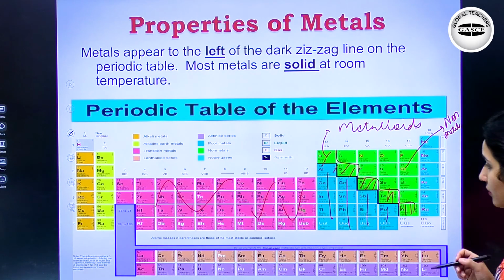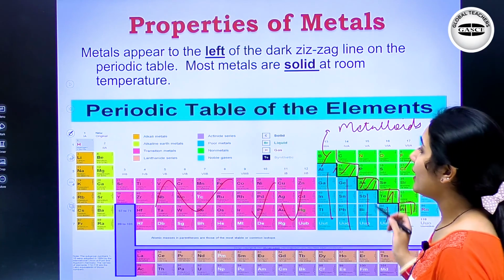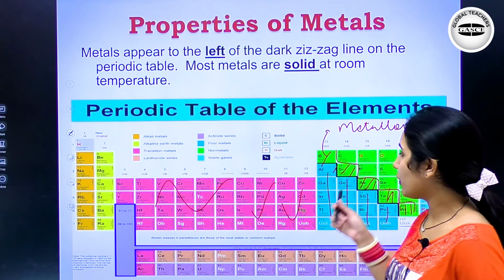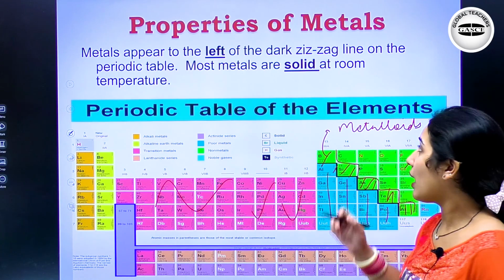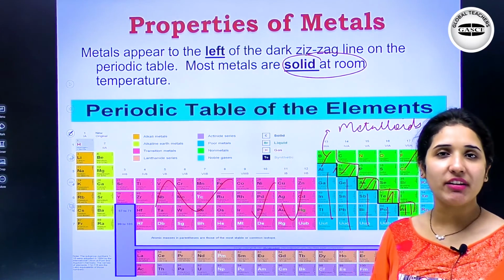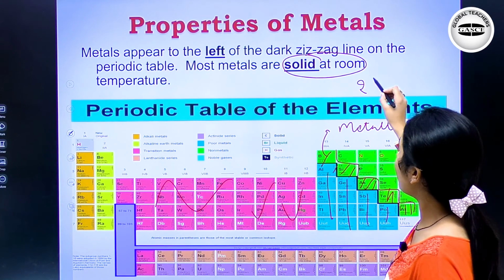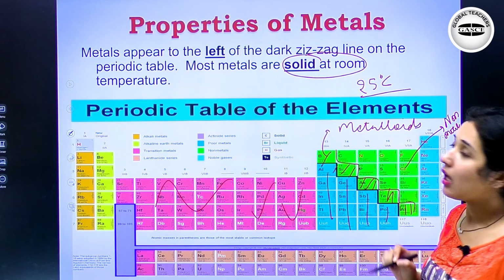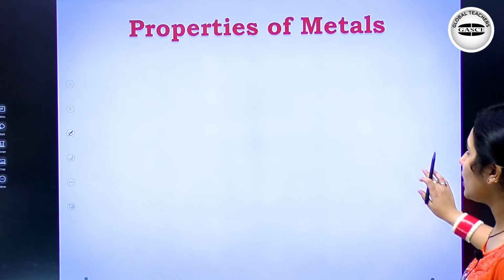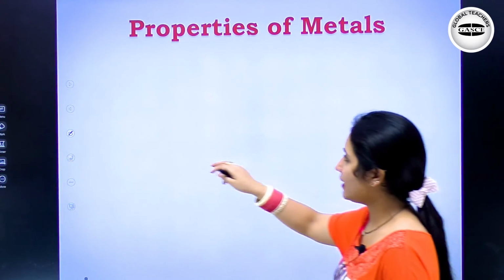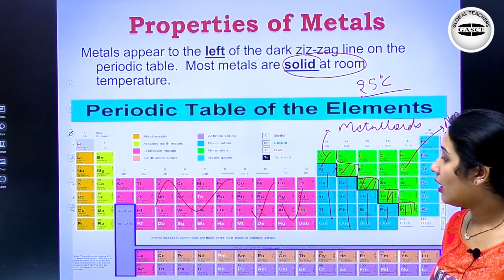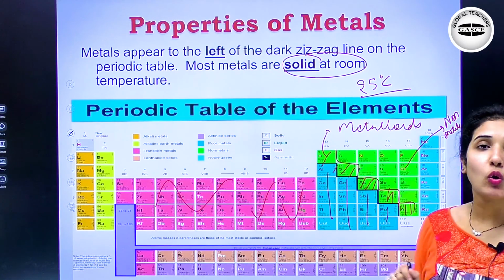Correct? So one more important thing, that all the metals, the elements which are present on the left hand side of this zigzag line, most of them are solid at room temperature. Room temperature is generally considered around 25 degrees Celsius. So most of the elements present on the left hand side of the zigzag line, they are metals, and they are solid at room temperature.